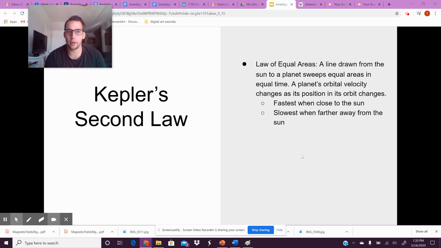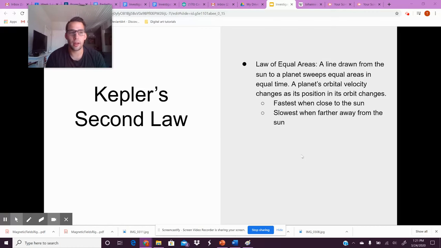All right, so Kepler's second law is the law of equal areas. If a line drawn from the sun to the planet sweeps equal area in equal time, a planet's orbital velocity changes as its position in its orbit changes. As a planet gets closer to the sun, it's going to be speeding up. As it's getting farther away from the sun, it's going to be slowing down.